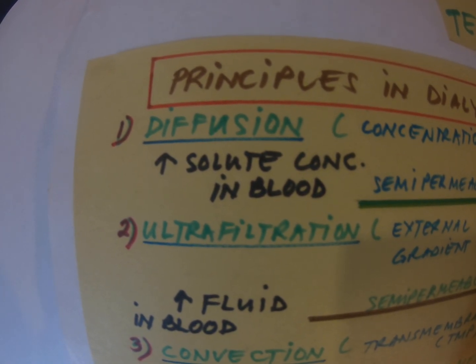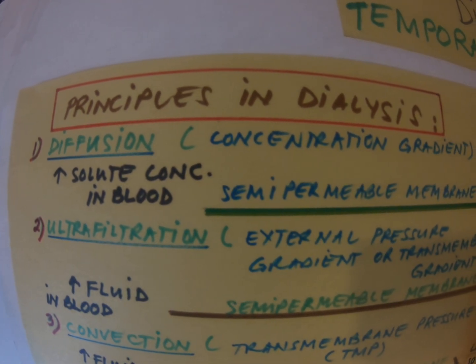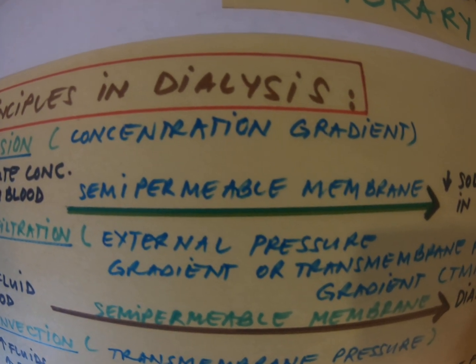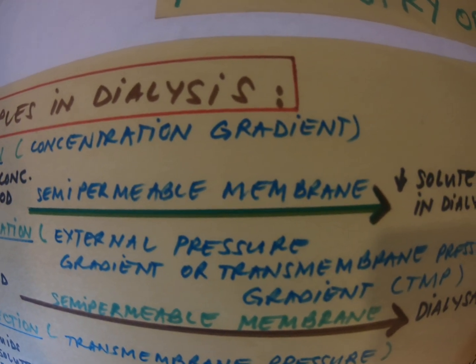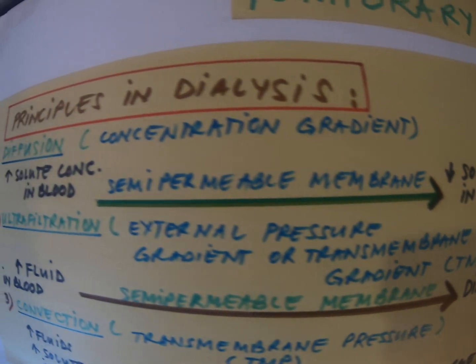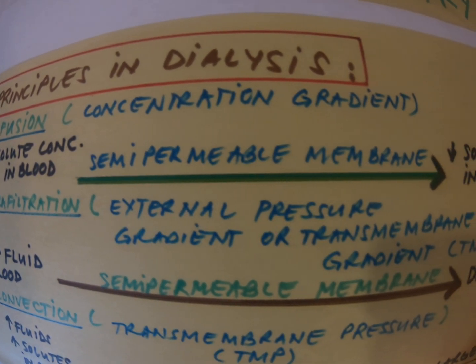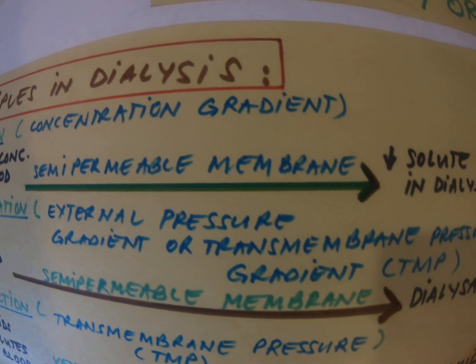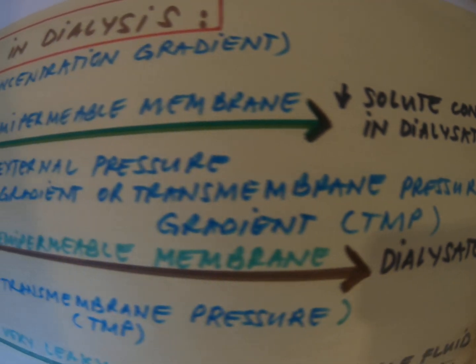Next is the ultrafiltration. When we speak of ultrafiltration, we speak of fluid. So here we have a pressure set up artificially by this machine. So you call that the transmembrane pressure or TMP. Okay, so high fluids in blood pass the semi-permeable membrane with pressure gradient down to dialysate.